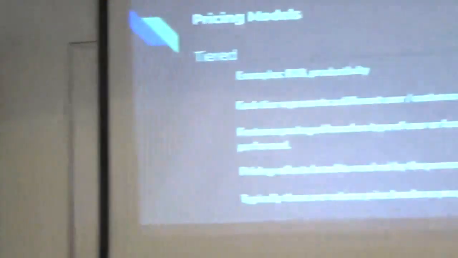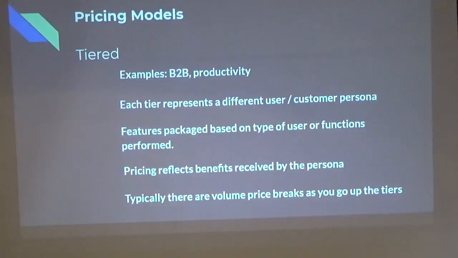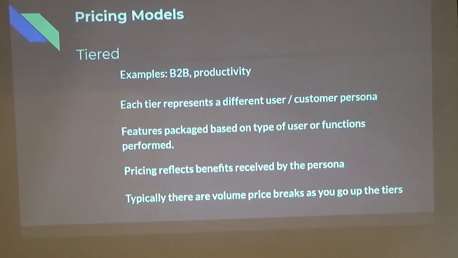This is usually in B2B or productivity type applications, right? So the QuickBooks example I gave is a form of tiered pricing where there's different pricing tiers. And so each tier might have different types of functionality, different prices, different resource limits in lots of cases. The pricing and the packaging and how the tier is constructed always reflects the persona using the tier, the customer type using the tier. And often there are volume price breaks in larger tiers to attract more value.